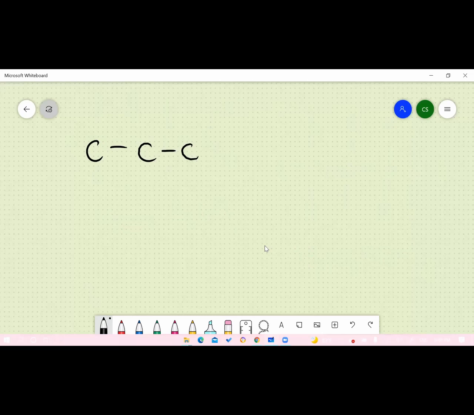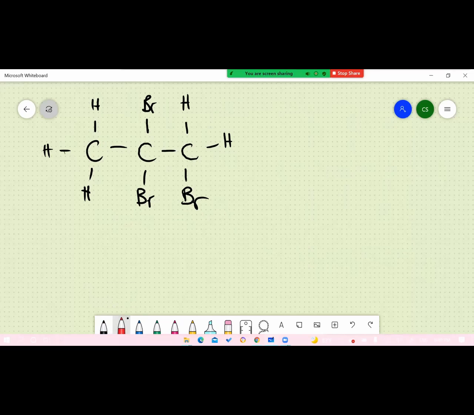Okay. Let's say I give you this. BR, BR, H, H, BR. Yeah, I'm going to do that. Yes, definitely going to do that. All right, what would be the condensed formula?